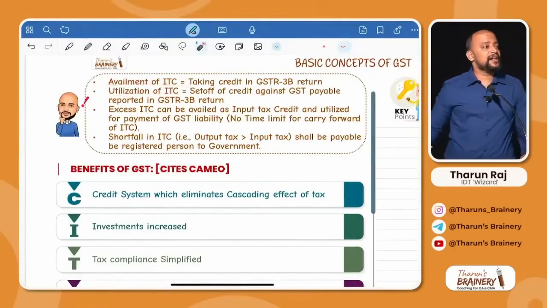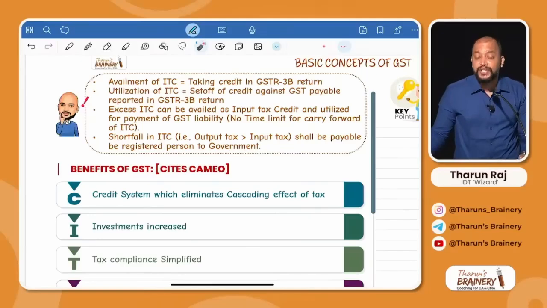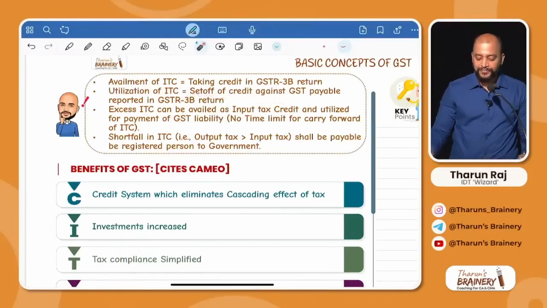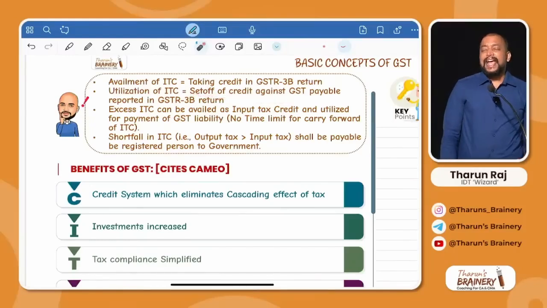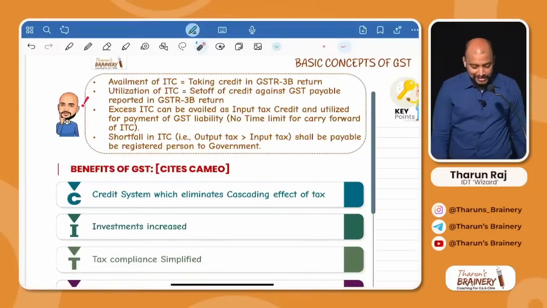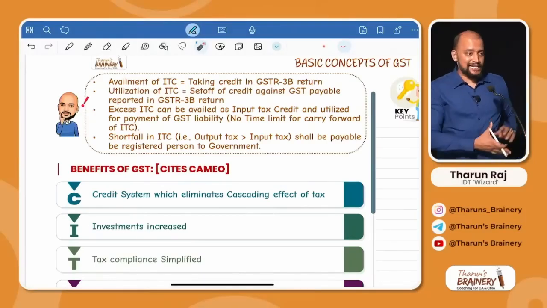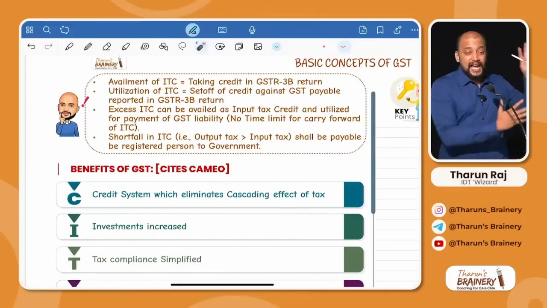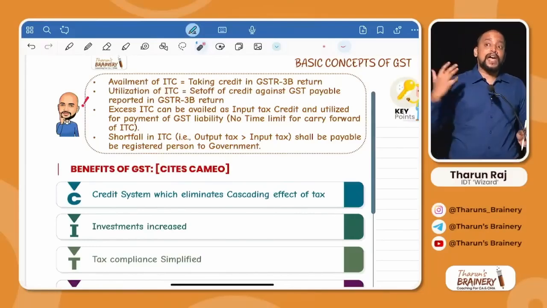Both this availment of ITC and utilization of ITC happen in which place? GSTR 3B. Availment of ITC is taking credit. Utilization of ITC is set off of credit against the GST payable. And there might be excess credit possible. When will there be excess credit? I have lots of purchases but less sales. 1 lakh units I purchased, only 10,000 units I sold. So which means my liability is small but I have huge input tax credit. So I have an excess credit.